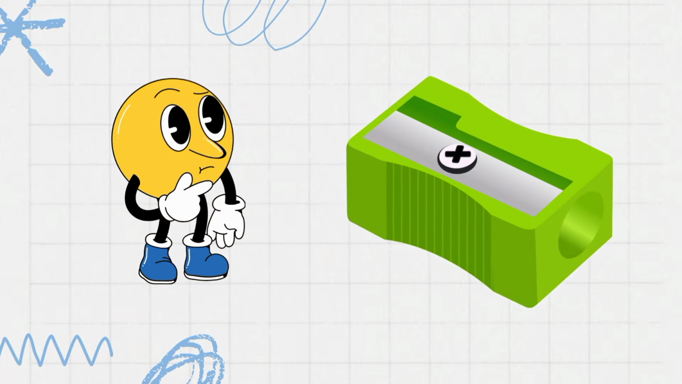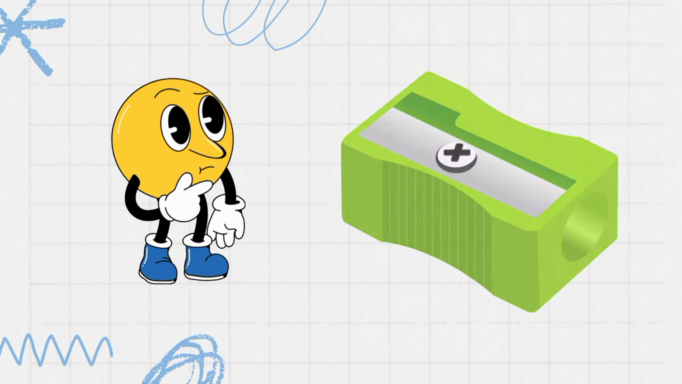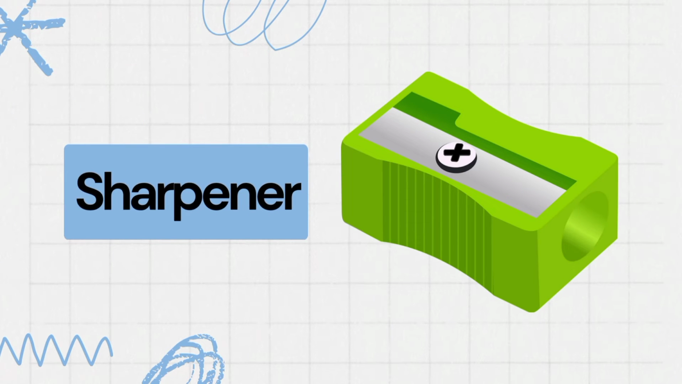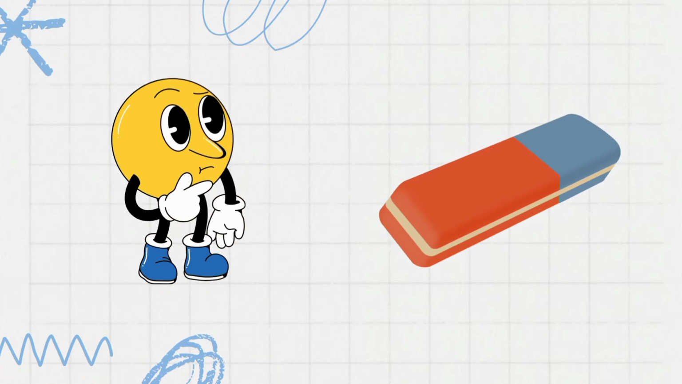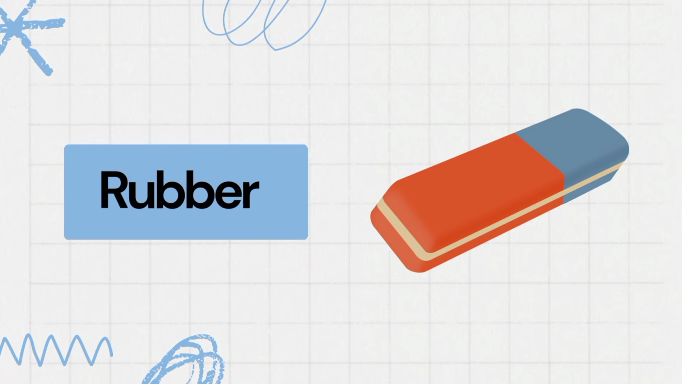Guess the name of the item. Sharpener. Guess the name of the item. Rubber.